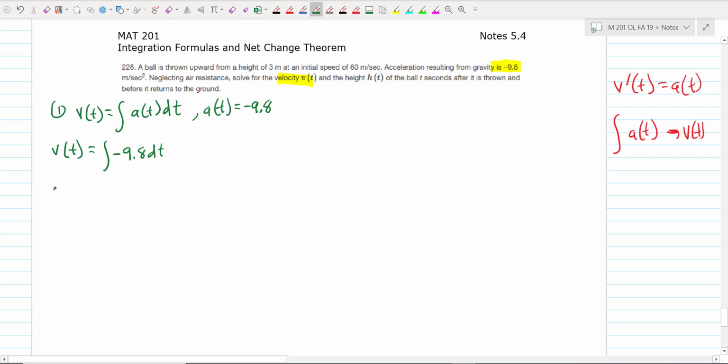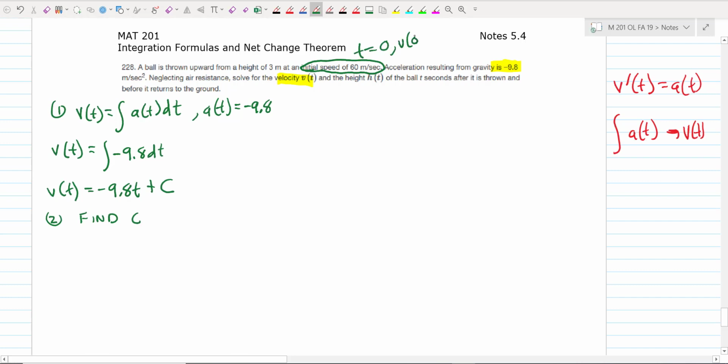If we do that, that antiderivative is just going to be negative 9.8t plus c. Now this is an indefinite integral, so we have plus c. This is an initial value problem, so there's enough information in here to help you find that c. So the second thing I'm going to do is find c. If you read this, it has an initial speed of 60. What that tells me is when time is 0, v of 0 is 60. So that is an initial value.